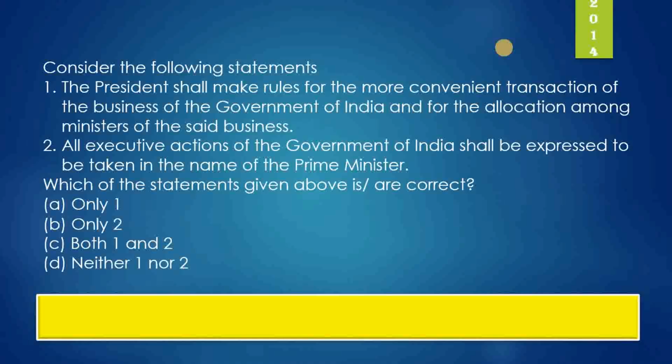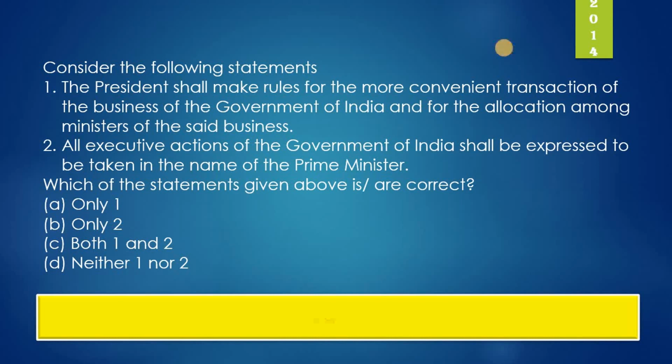Moving on to the first question of this video. Consider the following statements. The first statement says the President shall make rules for the more convenient transaction of the business of the Government of India and for the allocation among ministers of the state business. The second statement says all executive actions of the Government of India shall be expressed to be taken in the name of the Prime Minister. Which of these given statements is correct? The options are only one, only two, both one and two, or neither one nor two.